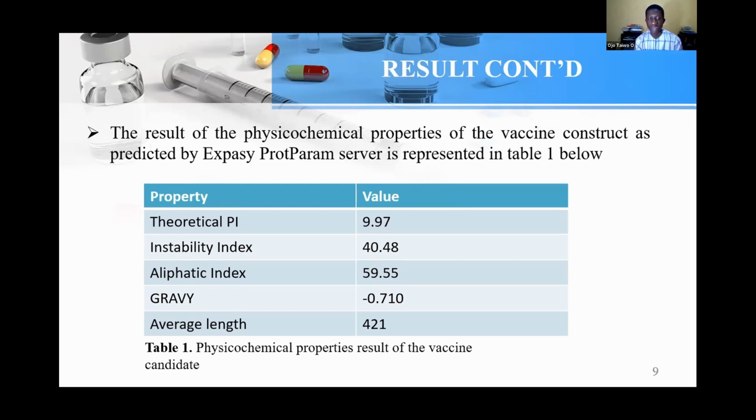While the GRAVY value, the grand average of hydropathicity, will tell us whether the protein will be able to interact with a water environment. Since we have a negative result for the GRAVY value, the protein will be able to interact with a water environment. All GRAVY values for proteins that interact with a water environment must present a negative result. And the length of the vaccine construct is 421. As I've said, a vaccine construct must be between 400 to 550 amino acid residues.